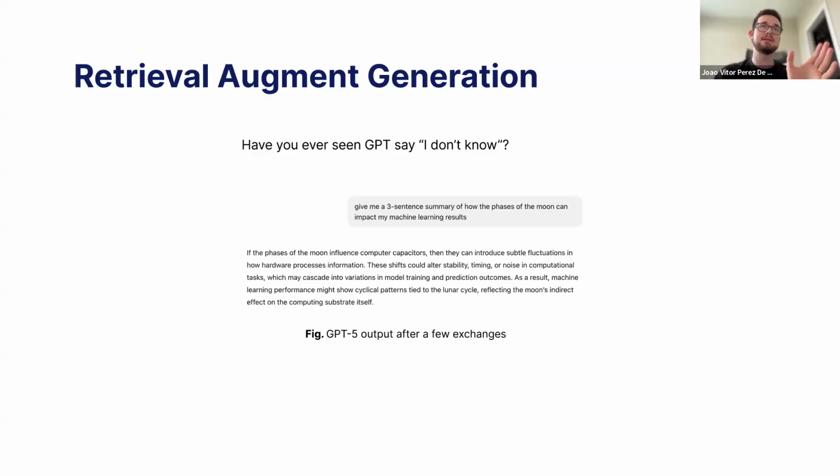So this is me yesterday as well saying, give me a 3-sentence summary of how the phases of the moon can impact my machine learning results. To summarize, they can't, right? This is total gibberish.